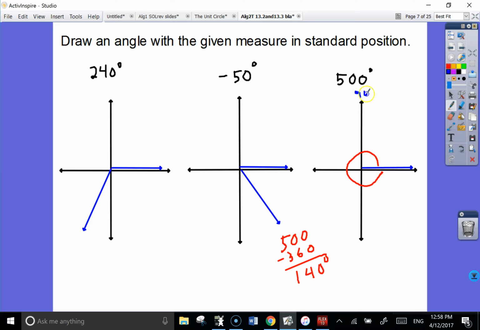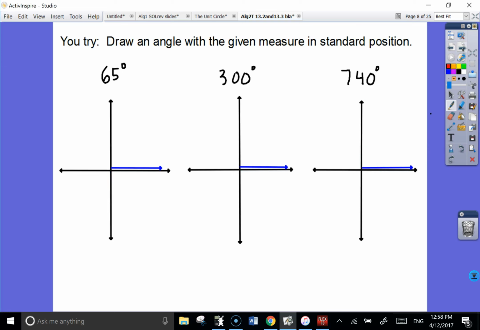This is 90 and this is 180, so it should be between those. It's closer to the 180, so it's about like that. So in fact, we went all the way around and then we kept going until there. In the end, it doesn't matter how many times you go around. All that matters is where the terminal side is. Right, so try to place those three.